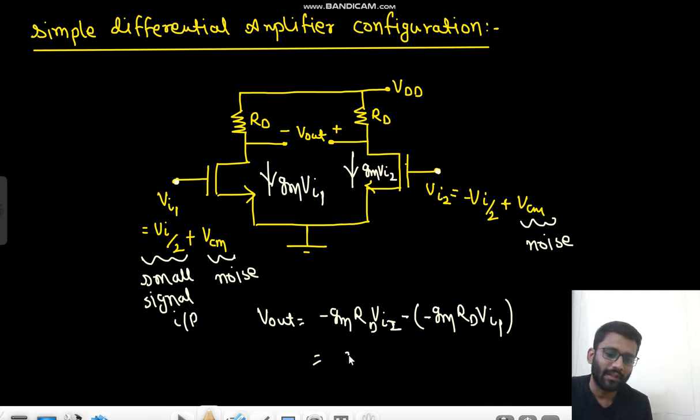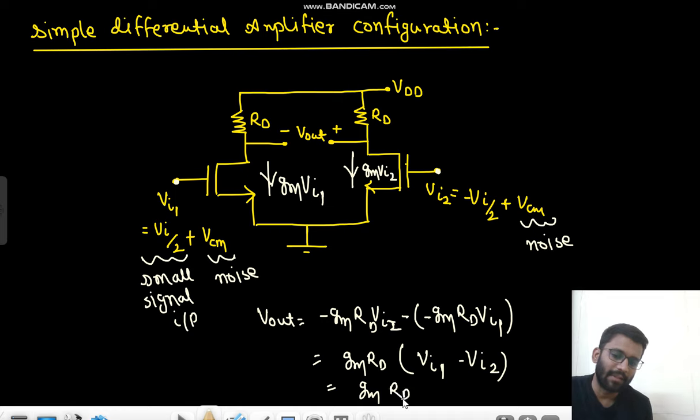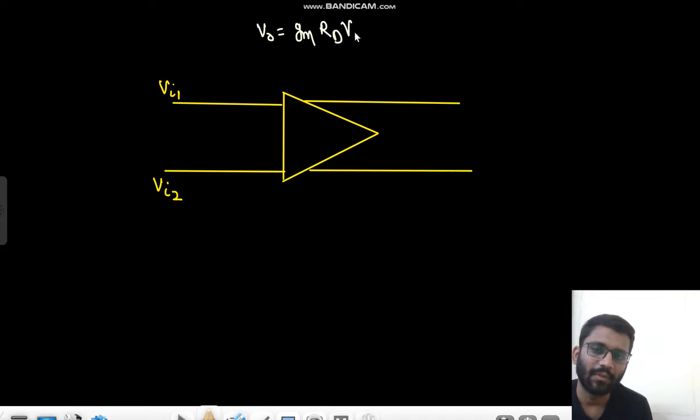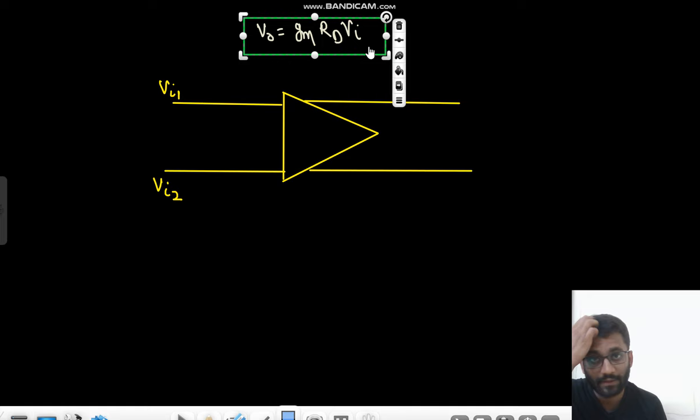So basically, it is coming out to be GM RD into VI1 minus VI2. What is VI1 minus VI2? This minus this. It is V in only. This is your V out. So basically, what is your V out coming? Here your V out is GM RD into V in. So this is your output, right?